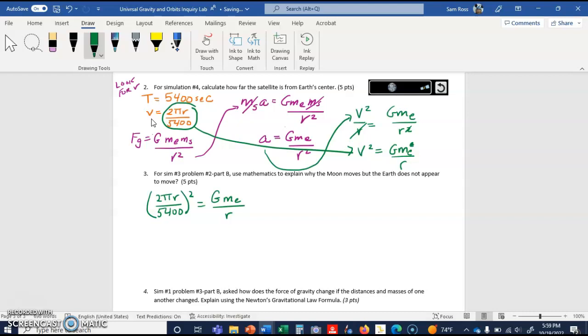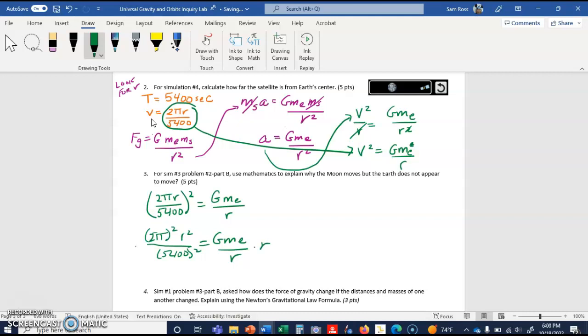I need to solve this for r. This is going to give me 2 pi squared, 5,400 squared, and r squared. So if I multiply again by r to get rid of it, I can multiply here.